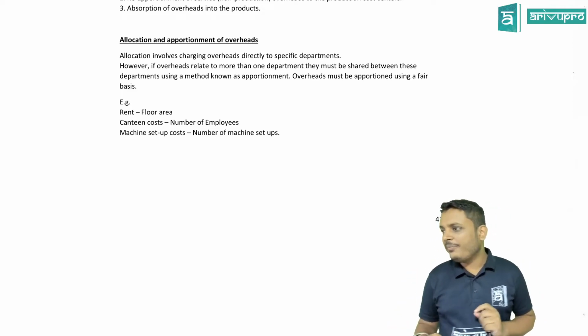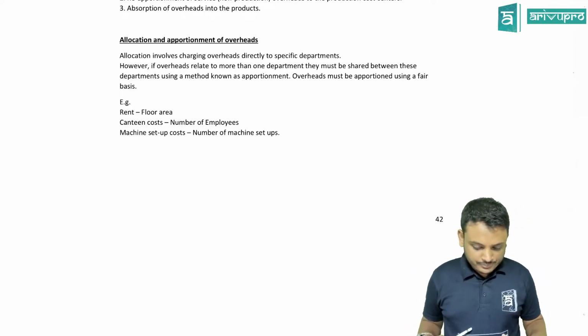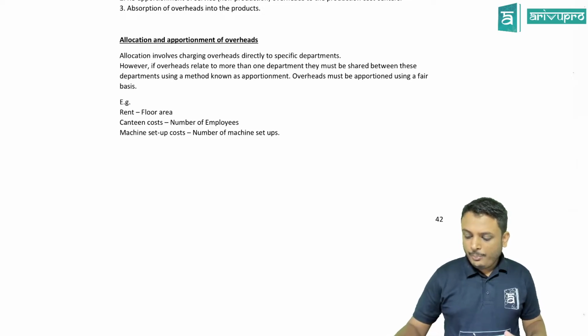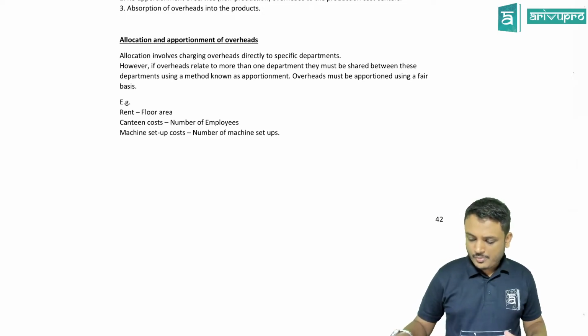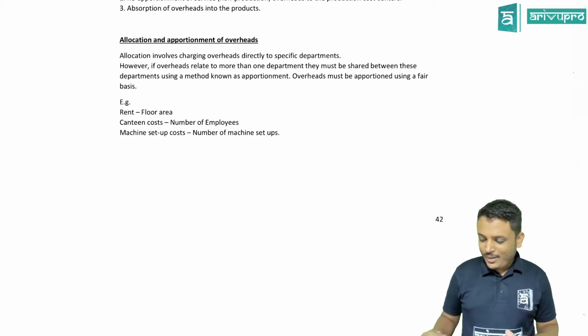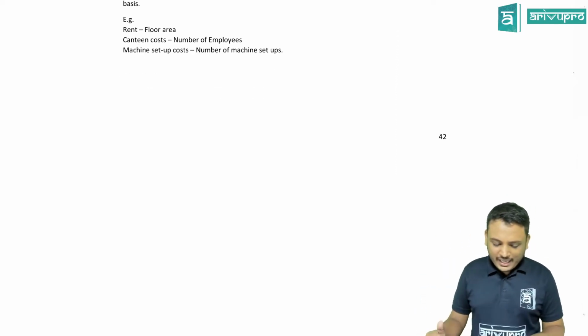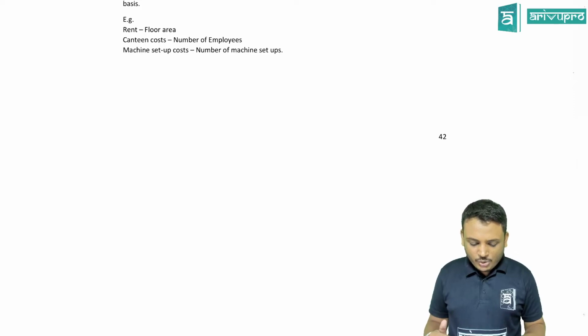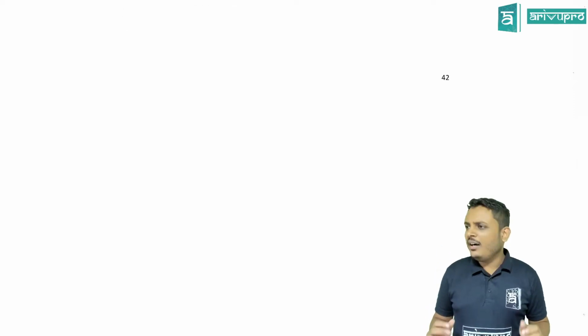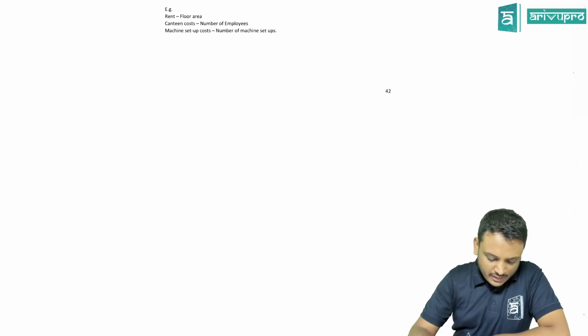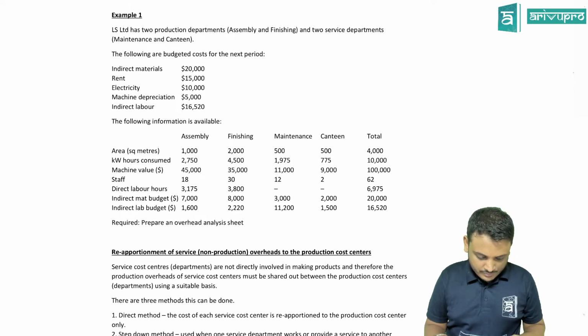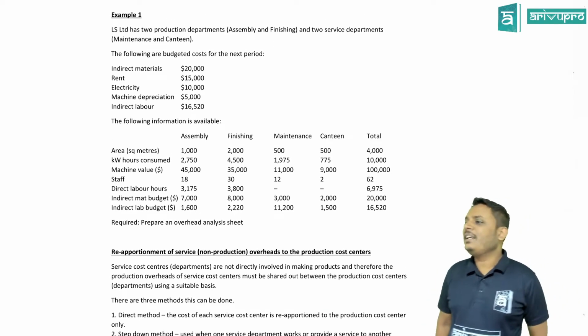Right. Now put a subheading: Apportionment, number 2. What do you mean by the term apportion? There are certain indirect costs where you can't say that this particular cost goes to this particular department. It is general. For example, electricity. At Arivu, electricity is a common cost.